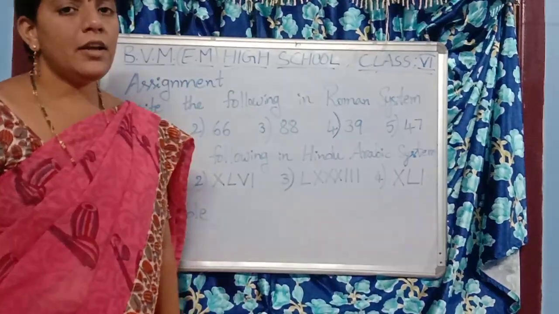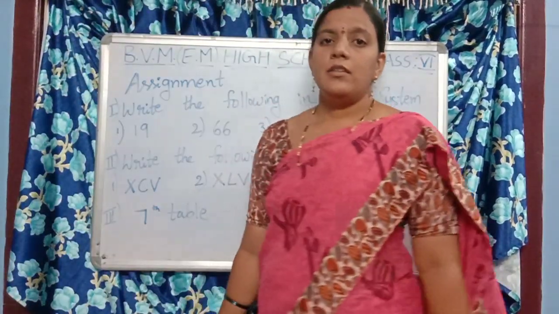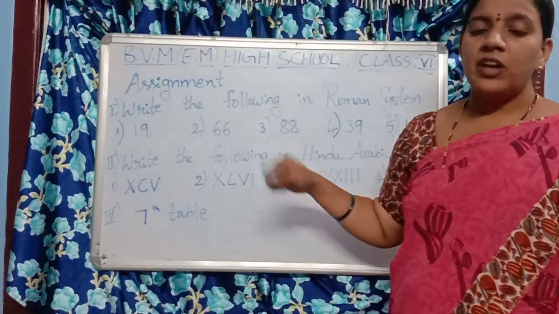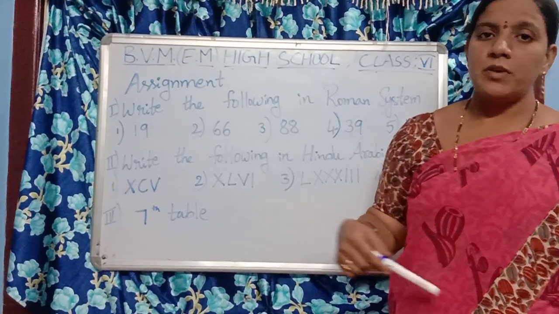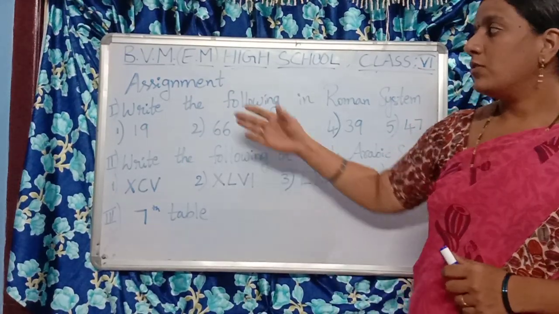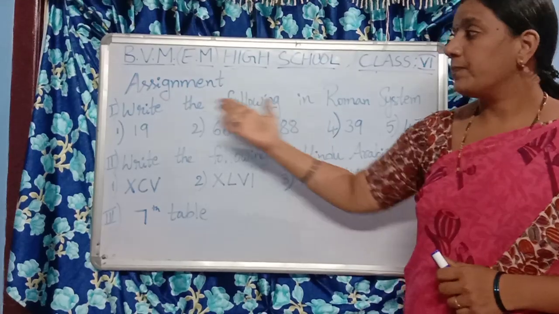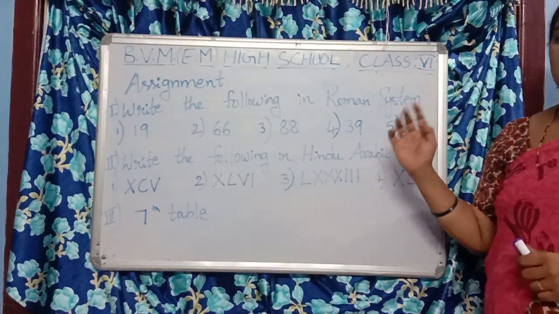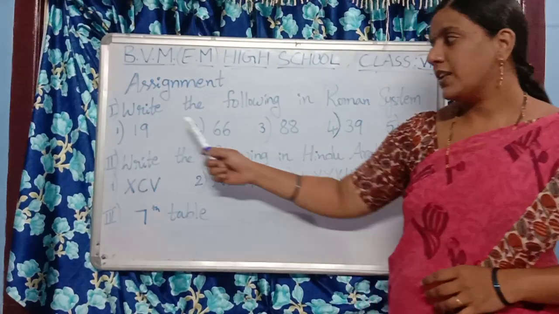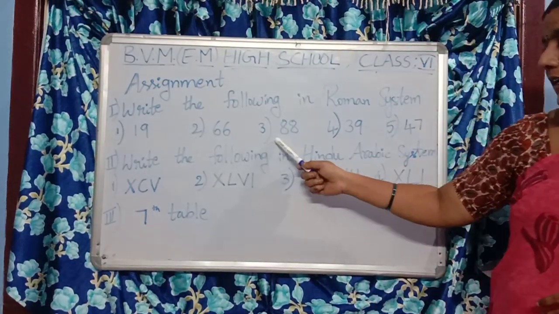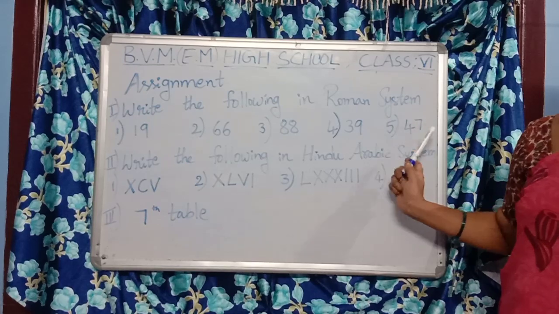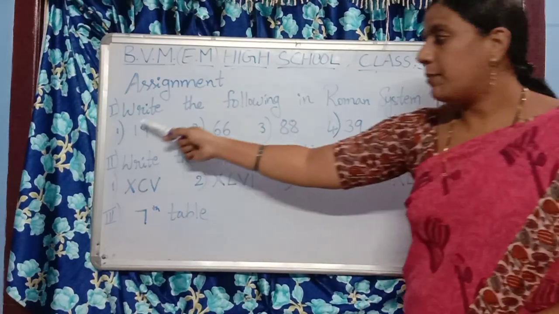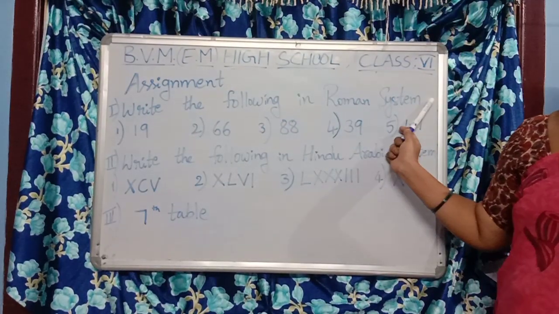Children, today we have briefly learned about the Roman system. Now note down these problems. Your assignment: write the following in the Roman system. First one is 19, 66, 88, 39, 47. These numbers you have to write in the Roman system.